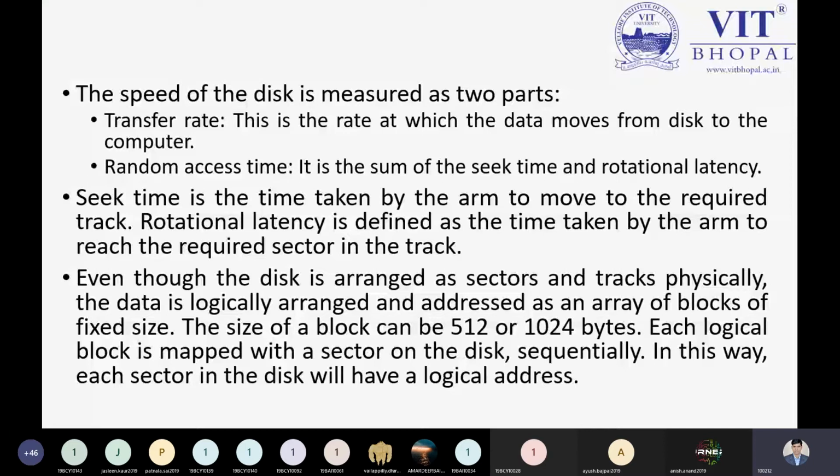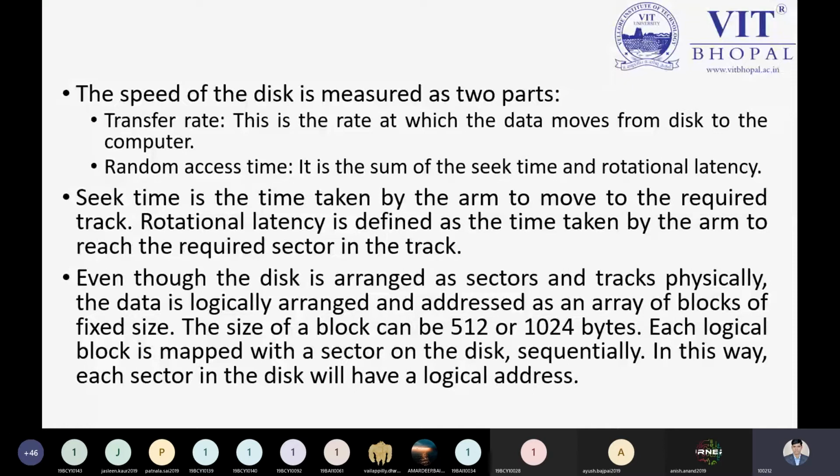Simply, you can say the accessibility of the track by the arm is known as the seek time. And rotational latency can be defined as the time taken by the arm to reach the required sector in the track. So in the track, when a sector is accessed by our arm, that is known as the latency time, or the rotational latency. Even though the disk is arranged physically as sectors and tracks, data is logically arranged and addressed as an array of blocks of fixed size. Please keep in mind, each and every piece of information is stored in one array, or we can say an array form.